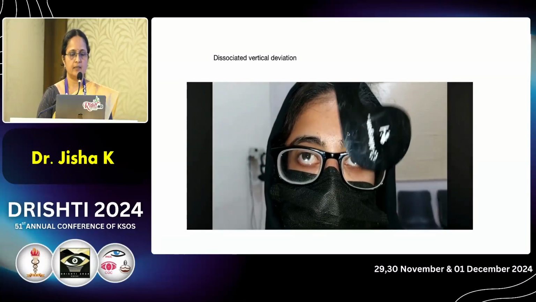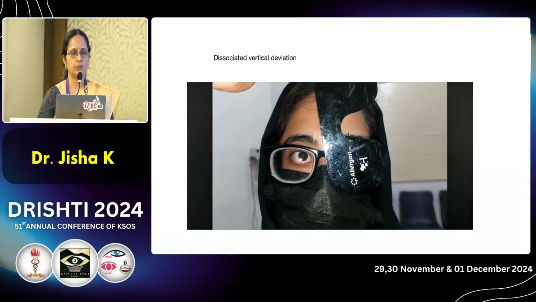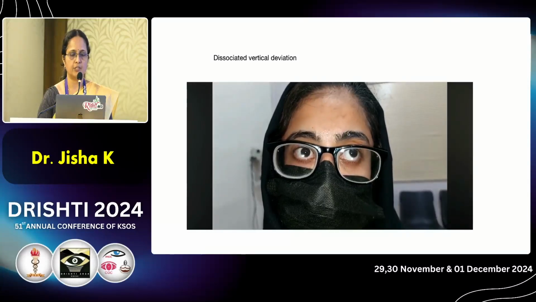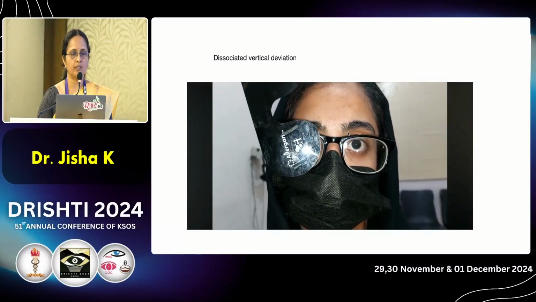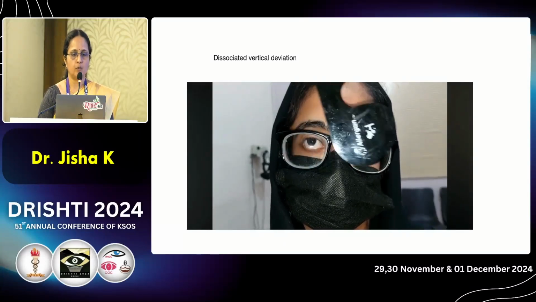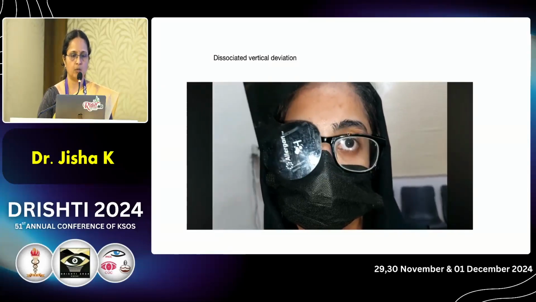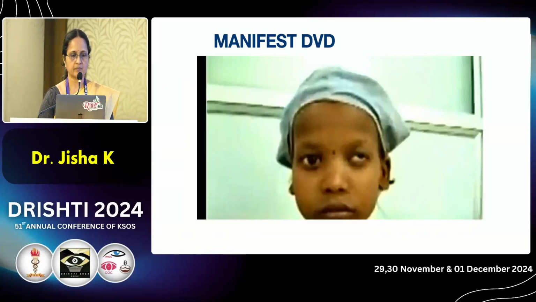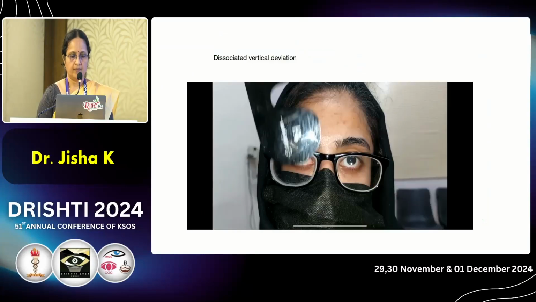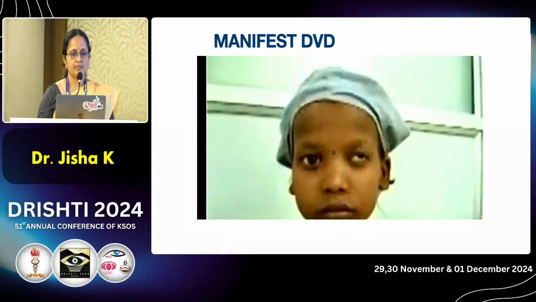So this girl is having a divergent squint with dissociated vertical deviation. You can see that the vertical deviation in both the eyes is from above down. Both the eyes are coming from above down. This is unlike the hypertropia where, when you are doing an alternate cover test, you will see that one eye is moving from above down, the other eye is moving from below up. That is hypertropia.